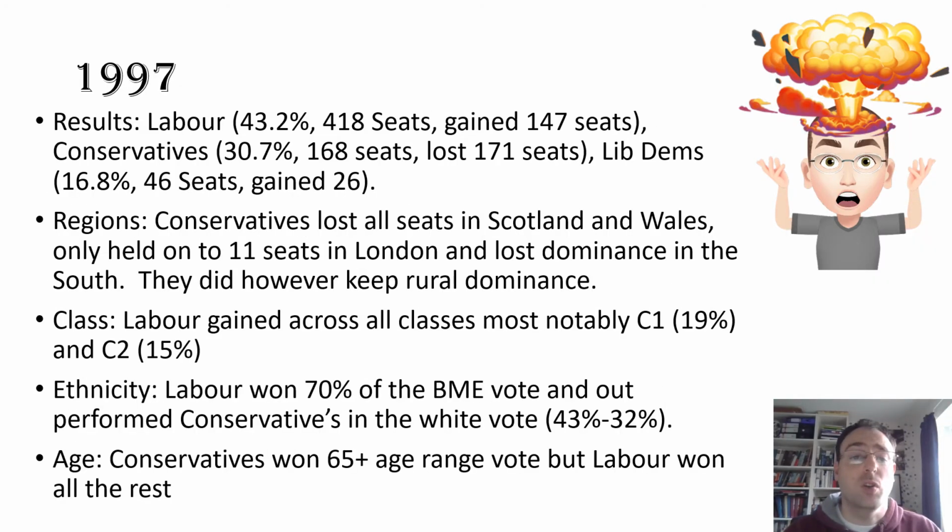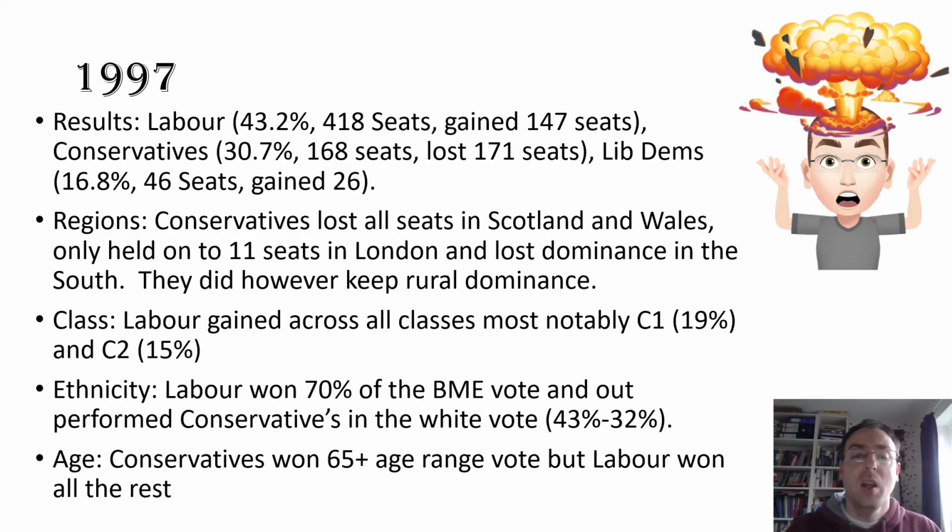The 97 results were an absolute landslide for the Labour Party. So they won 43.2% of the vote, and this gave them a disproportionately high number of seats, 418, which was a massive gain of 147 seats. The Conservatives only picked up 30.7% of the vote, but they were even more disproportionately punished in terms of seats, winning a tiny 168. They lost 171 seats. The Liberal Democrats also had a good showing, picking up 46 seats with a gain of 26.